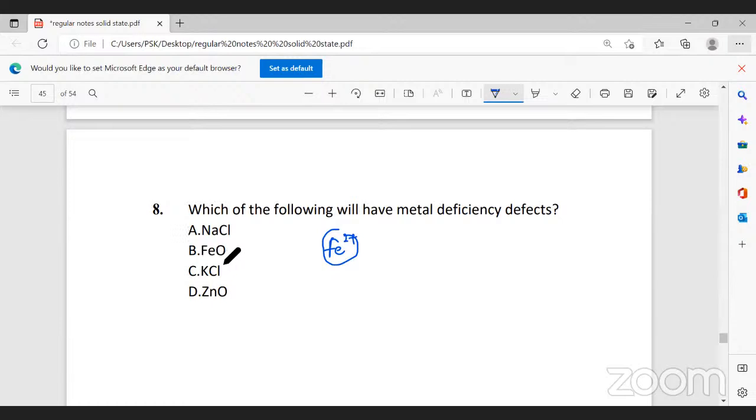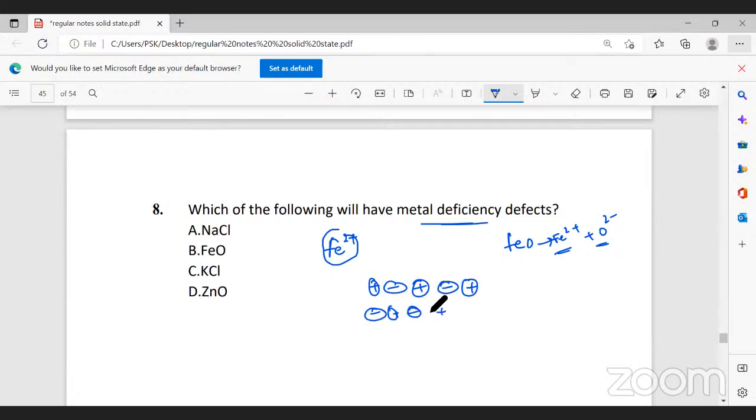Now, FeO will have Fe2 plus ions as well as O2 minus ions. Now, what is this metal deficiency defect? I will write the structure again, a perfect crystal. When I've written the plus sign, it means it is Fe2 plus. Remember, it is not only one positive charge, it is two positive charge. I'm drawing the crystal here. This is a perfect crystal.